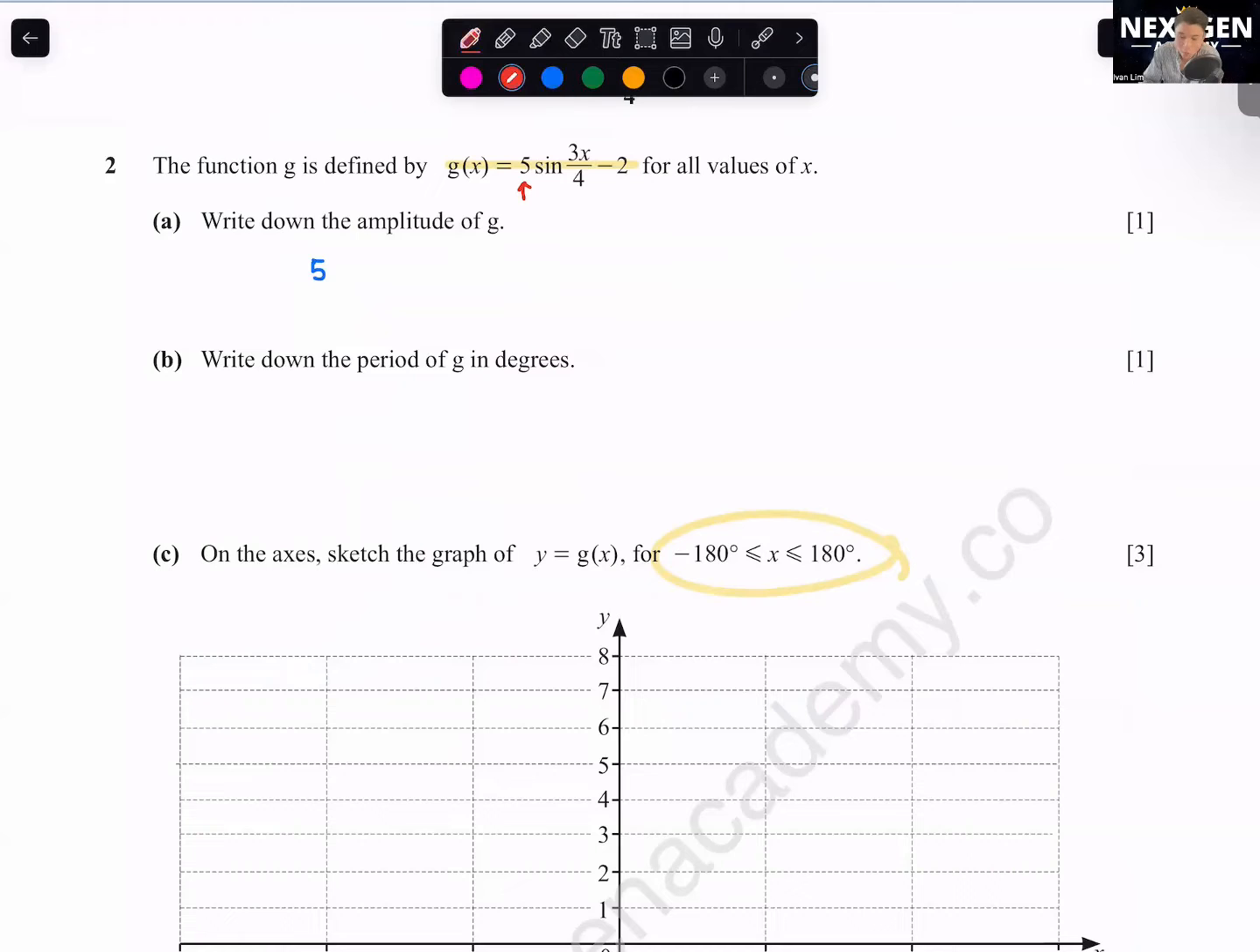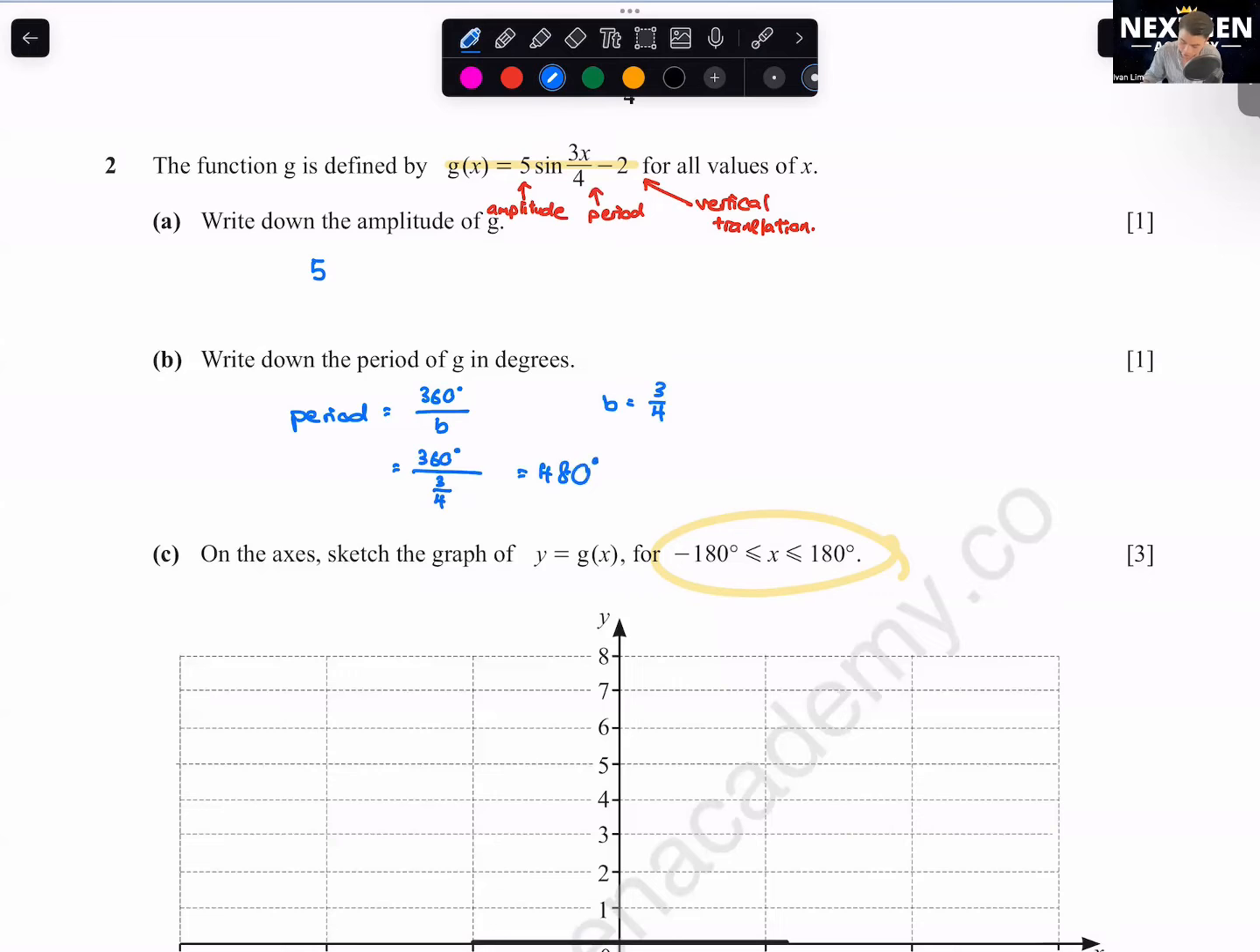When we do trigo graphs, amplitude is this value here, period we are going to use this one, and then this one is your vertical translation, meaning you shift up or shift down by how many steps. What is the formula for period? Period equals 360 degrees over b. What is the b value here? b is the coefficient of x, so b is 3/4. We substitute this into the equation, 360 over 3/4, and you get 480 degrees.